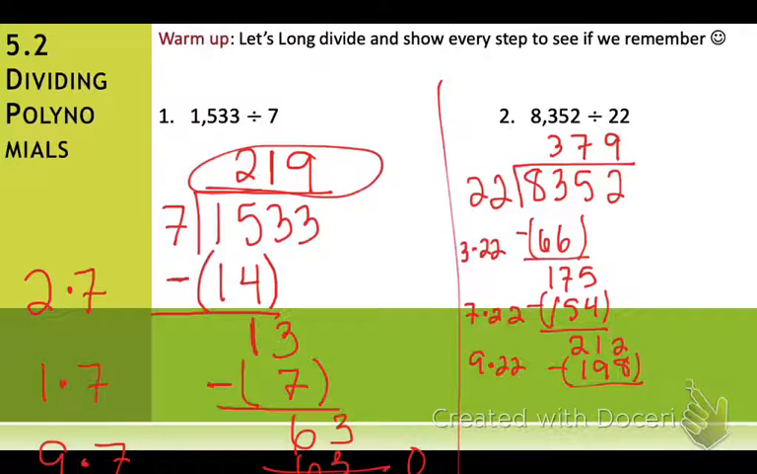So there's nothing else to bring down. So that's my remainder, but we're not going to say remainders, we're going to use fractions. So my answer is 379 plus 14/22, or 379 and 14/22, which we could reduce to 7/11 if you wanted to. So my answer for this one is 379 and 7/11.